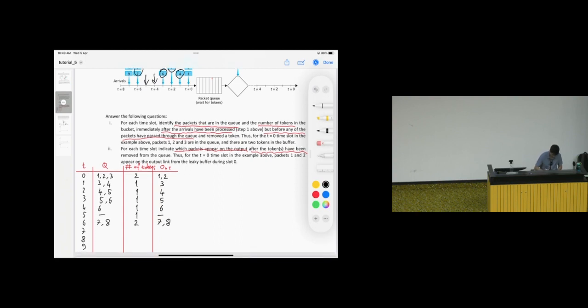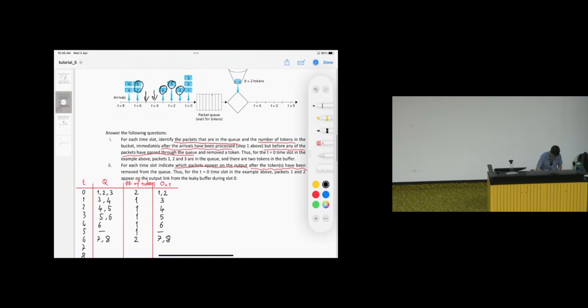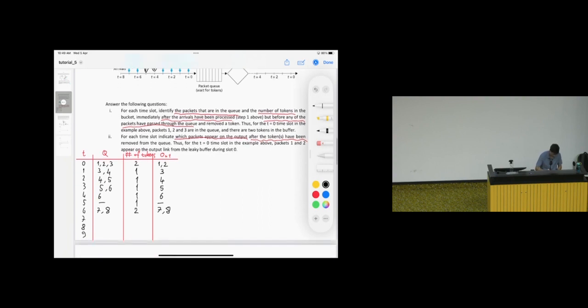And I am left with the arrival queue, but I have a new arrival, packets 9 and 10. I spent both my tokens, but I have a new arrival, so I have one token here. And that token will remove packet number 9. I'm going to be left with packet number 10.